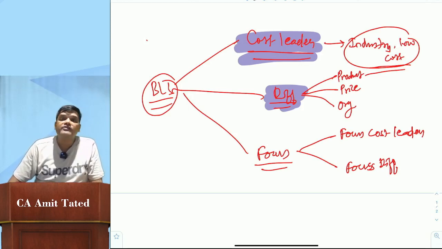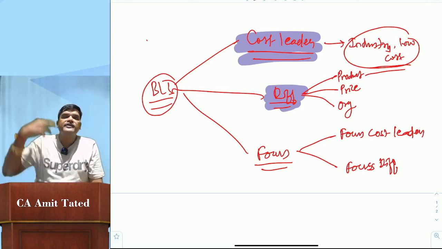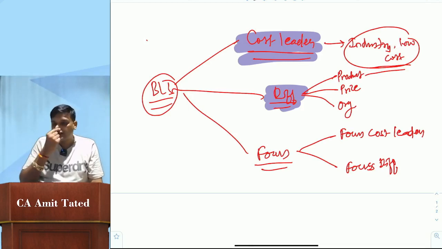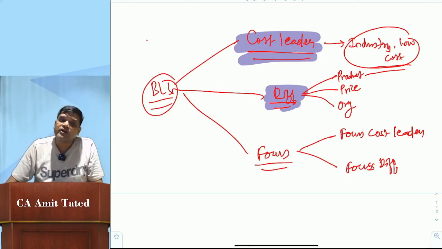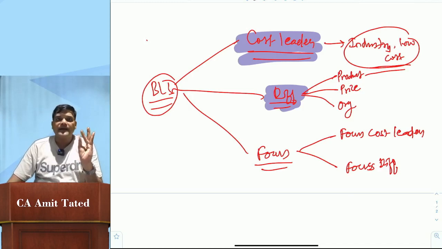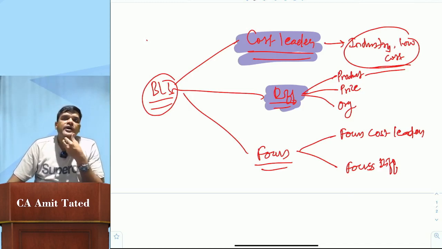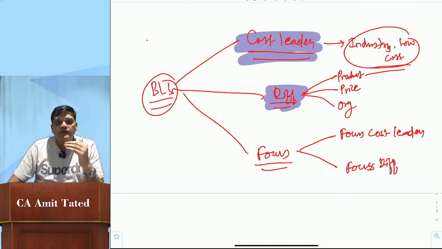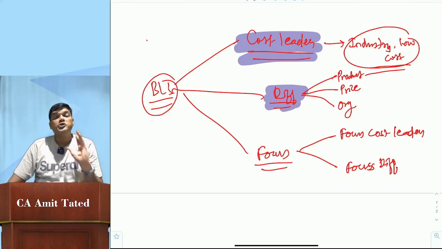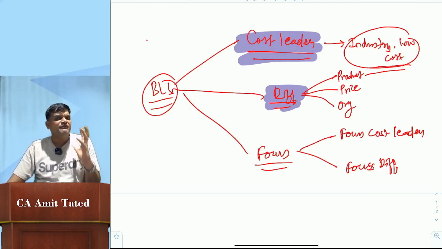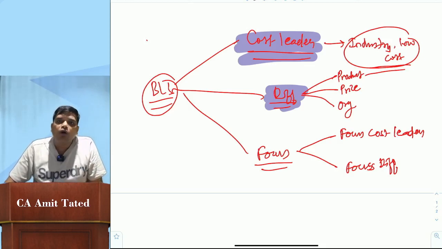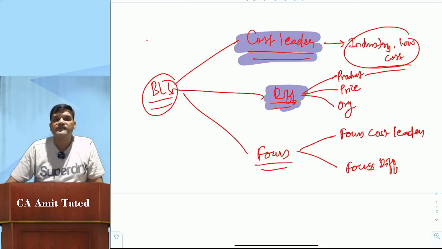And the third point is organization. When anything does not fit into the first two, the last point is organization differentiation. So product, price, organization. Example: BMW and Jaguar both have the same price and the same product. But for Jaguar, I want the pride feeling of Jaguar. Now this is called organization differentiation.